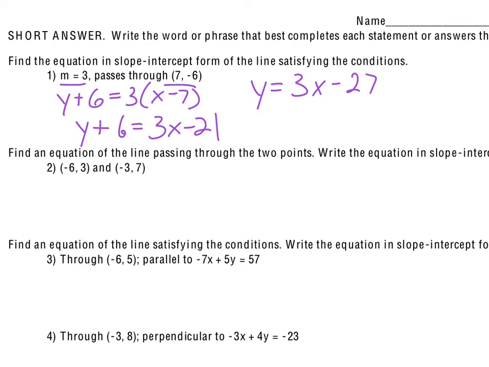The second question, same sort of thing. They want the equation in slope-intercept form. In this case, they give us 2 points to work with. So the very first thing we need to do is calculate the slope.